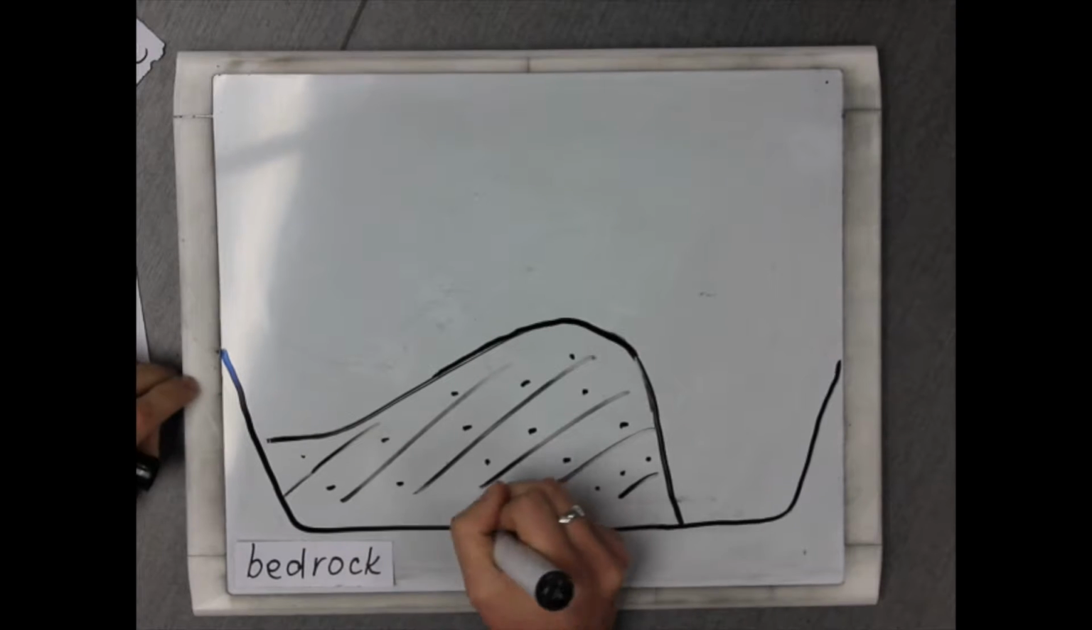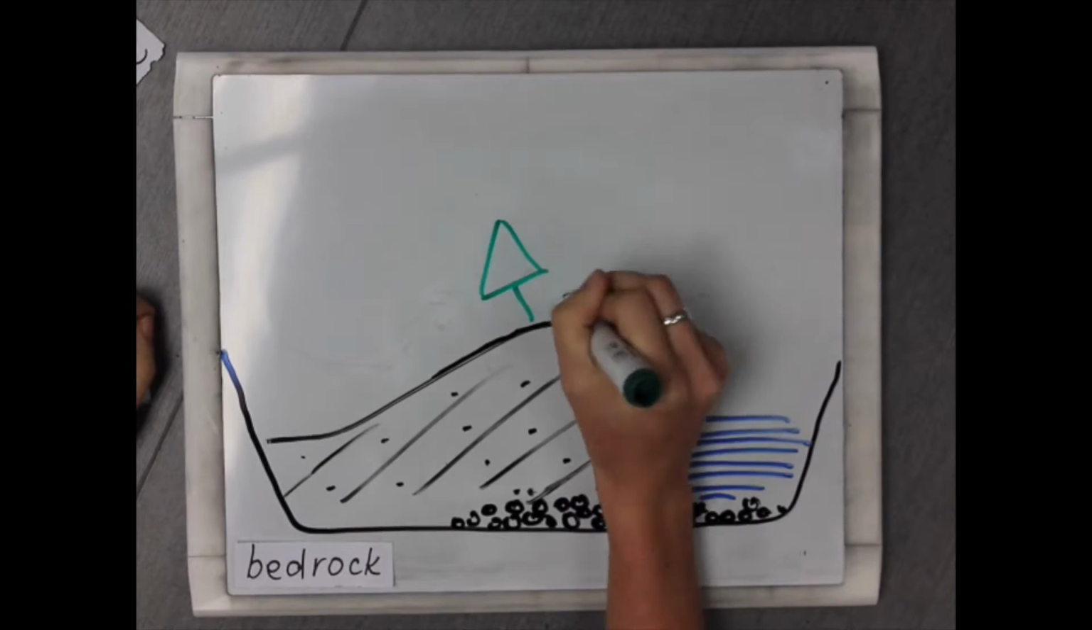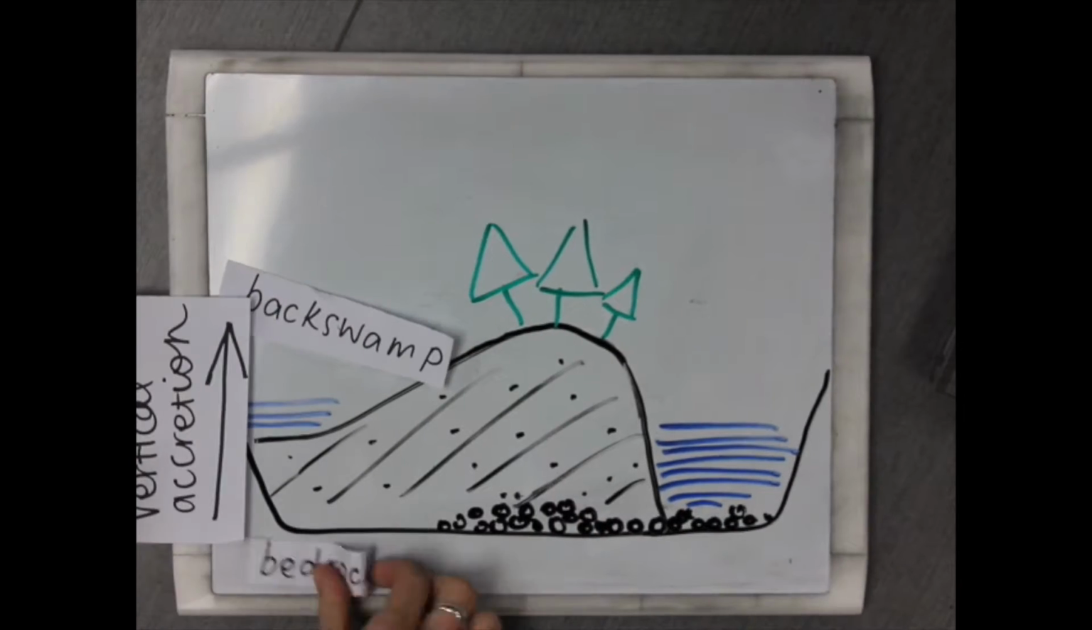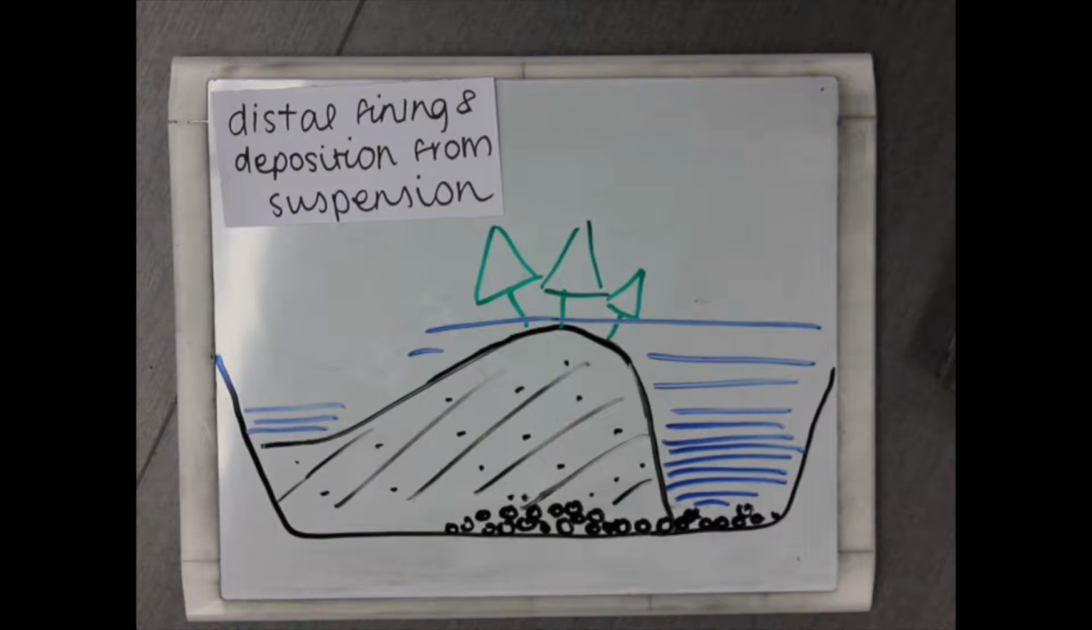This can look different according to what kind of river processes are occurring within the floodplain. For example, floodplains with a levee and back swamp rely heavily on overbank flow within the vertical accretion process. As this overland flow occurs, sediment is deposited onto the floodplain and distal fining happens.